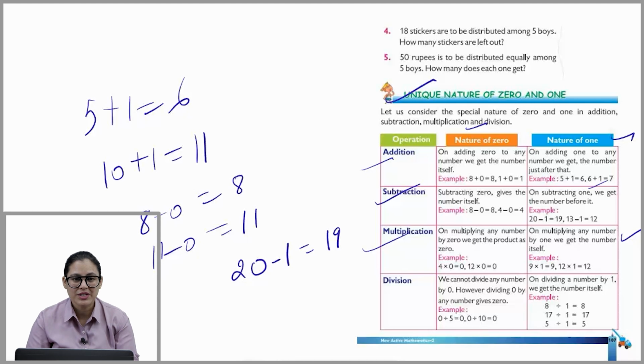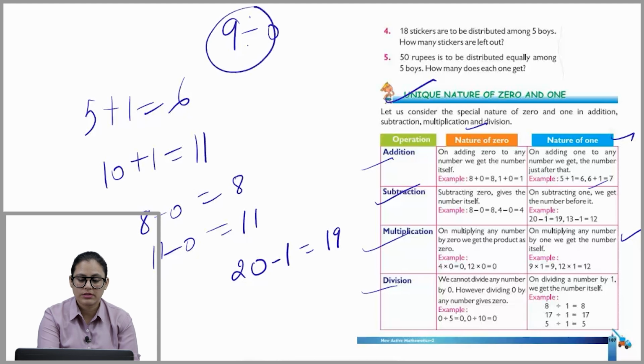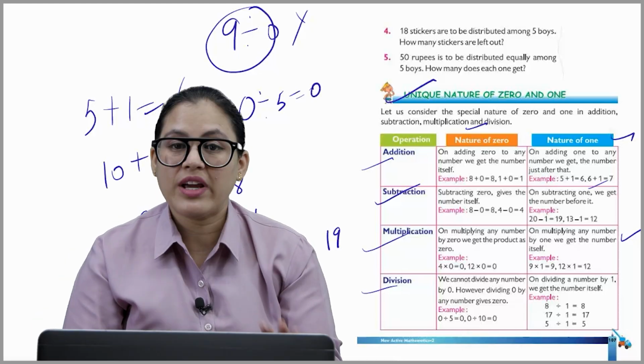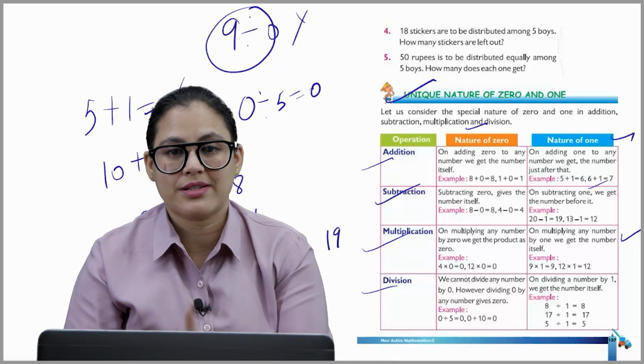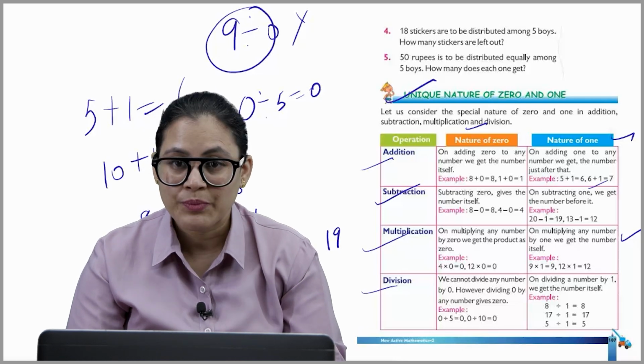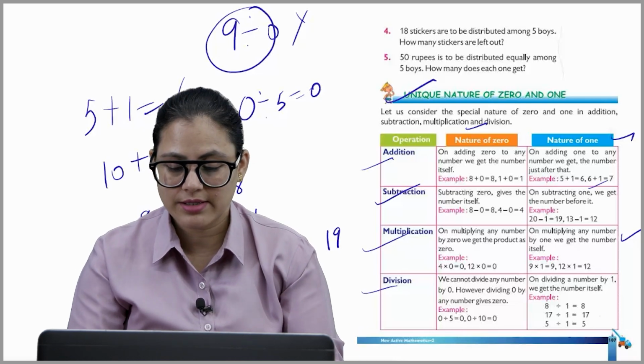Okay. Now, division. We cannot divide any number by 0. Okay. However, dividing 0 by any number gives 0. See, we cannot divide any number by 0. This is not possible. But whenever we divide 0 by any number, we get the 0. Okay. And on dividing a number by 1, we get the number itself. That is, if you divide 8 by 1, we will get 8. If you divide 17 by 1, we will get 17.